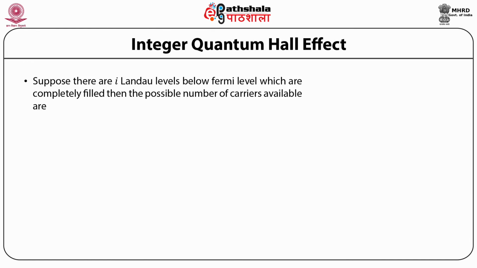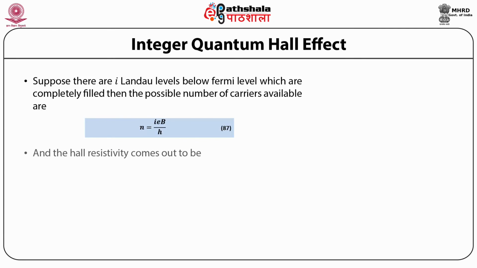Suppose there are i Landau levels below the Fermi level which are completely filled, then the possible number of carriers available is n equal to i e times B upon h. And the Hall resistivity comes out to be rho xy is equal to B upon n e c, which is equal to h upon i e square.